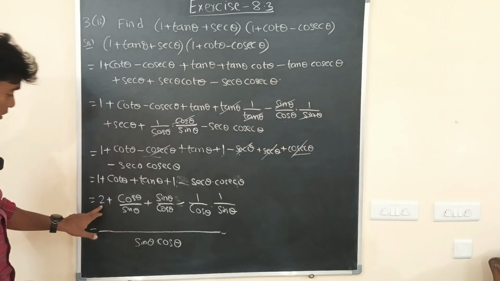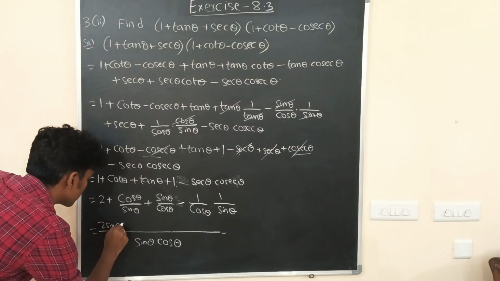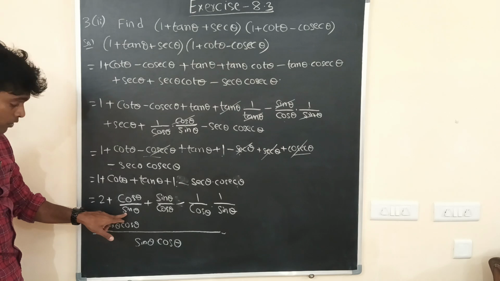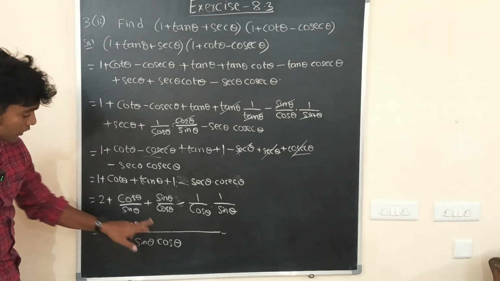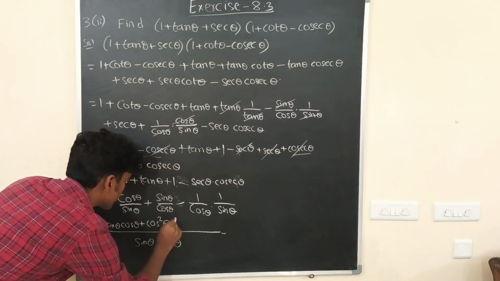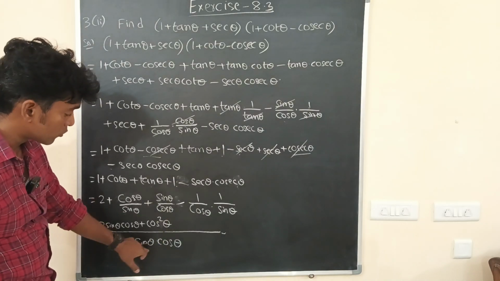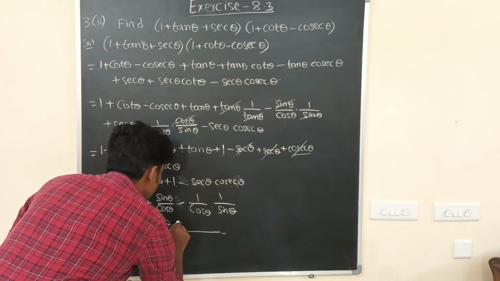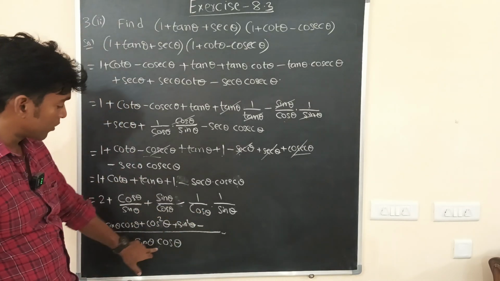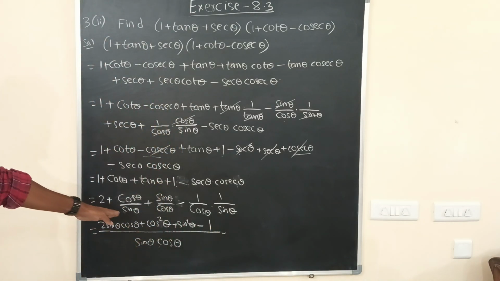Now sin theta into cos theta into 2 for this one. So 2 sin theta cos theta, and for this one what do you get? Already sin theta is there, so sin theta gets cancelled, so cos theta into cos theta, so plus cos square theta. Now for this one, cos theta gets cancelled, so sin theta into sin theta, sin square theta, minus cos theta sin theta divided by cos theta sin theta. So minus 1. Understand? A simple LCM I have taken.